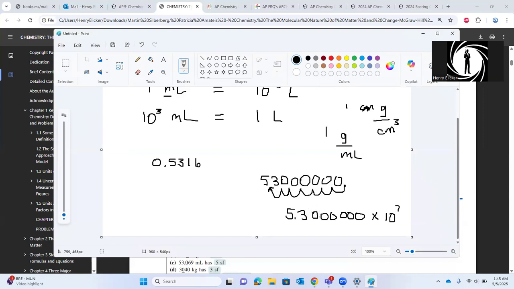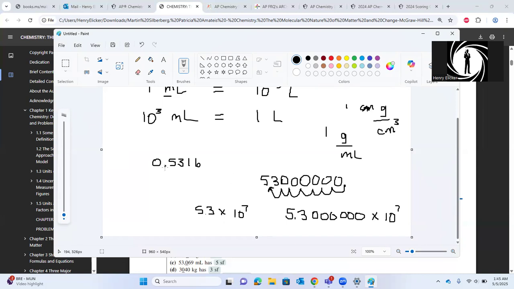Now you're probably like, well, you're still writing a lot of zeros here. Yes, but in many problems, you're not going to have that much significance. So usually it'll be rounded to, for instance, 5.3 times 10 to the 7th. So that's a way to clean up these numbers and represent them much more easily.